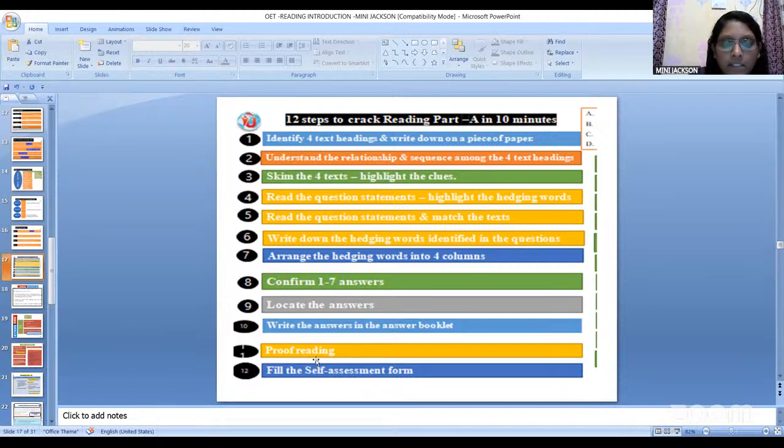Then the next important thing is proofreading. Sometimes we couldn't manage our time, and we will not have time for proofreading. Then what is the problem? If you do not do the proofreading, maybe you have missed a spelling, or maybe the question is in the plural and you wrote the answer in the singular, and you will lose your answers.